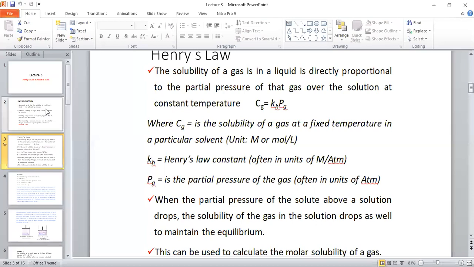Henry's law can be used to calculate the molar solubility of a gas. You can also use this equation, depending on what is given to you, to calculate Henry's constant, and you can use it to calculate the partial pressure, depending on what you're given and what you're asked to do.